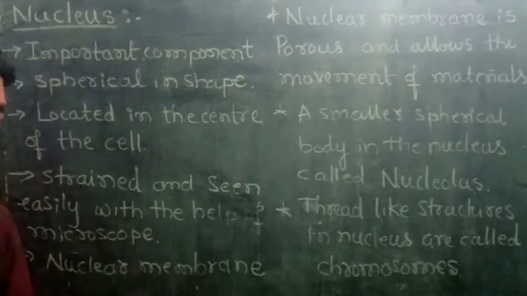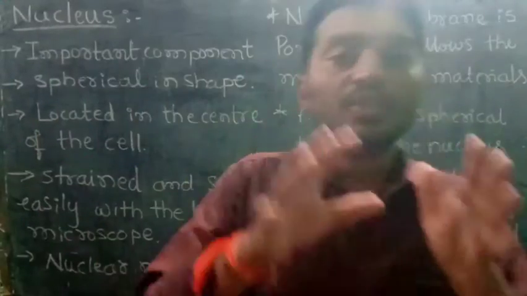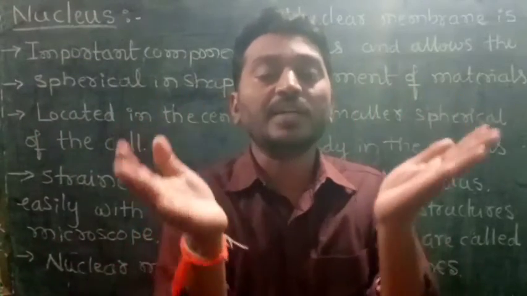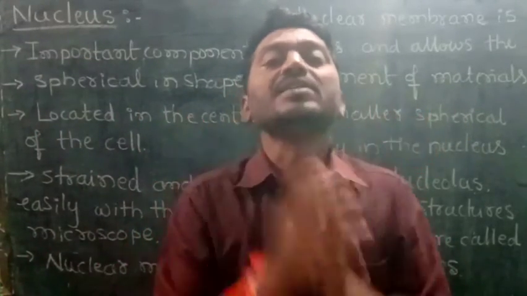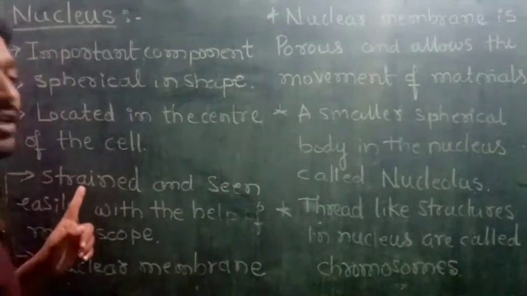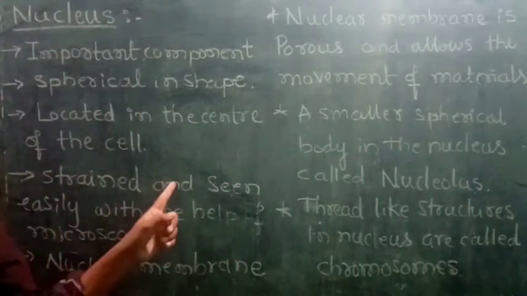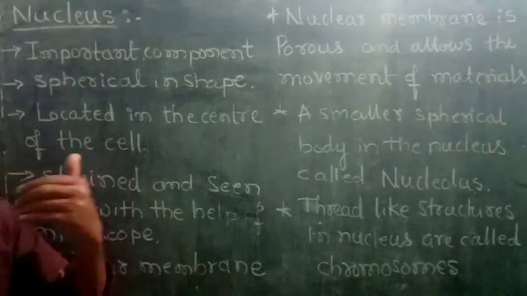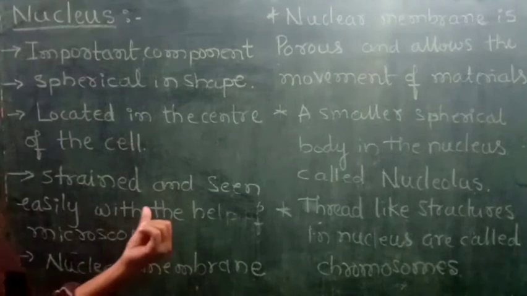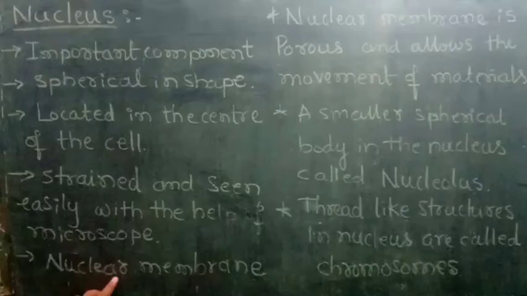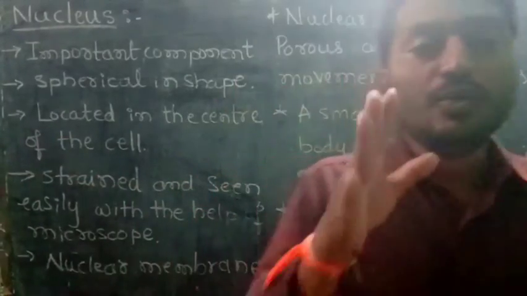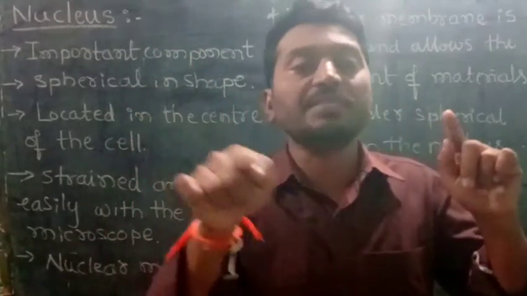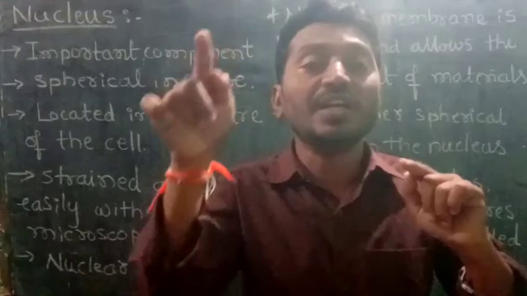Stained means, as I already said in the last class, to put a stain on the colored part of the cell to get a detailed structure, right? So the nucleus can be stained and can be seen easily through a microscope, that too at high magnification. And look here, the nucleus has one thick layer present. That thick layer we call a membrane, called the nuclear membrane.